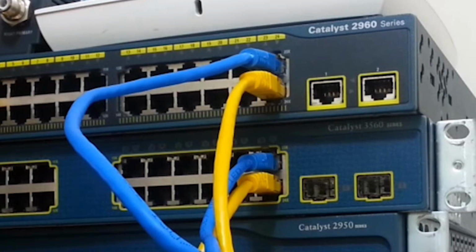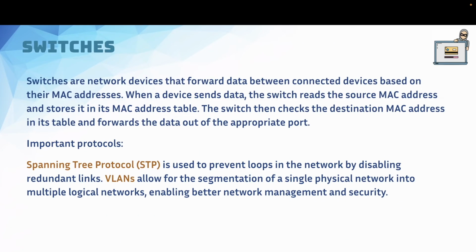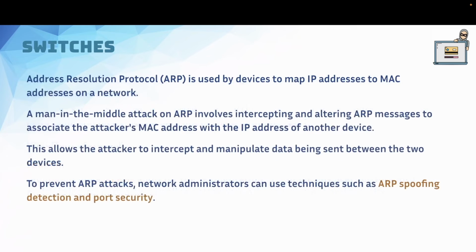VLANs are for the network segmentation of a single physical network into multiple logical networks. So if I have one network, 192.168.0.0/24, for example, that is one big network, but I can also segment that into VLANs. This is going to enable better network management and security, as we can put computers into certain VLANs and apply network rules and gateway rules based on those VLANs.